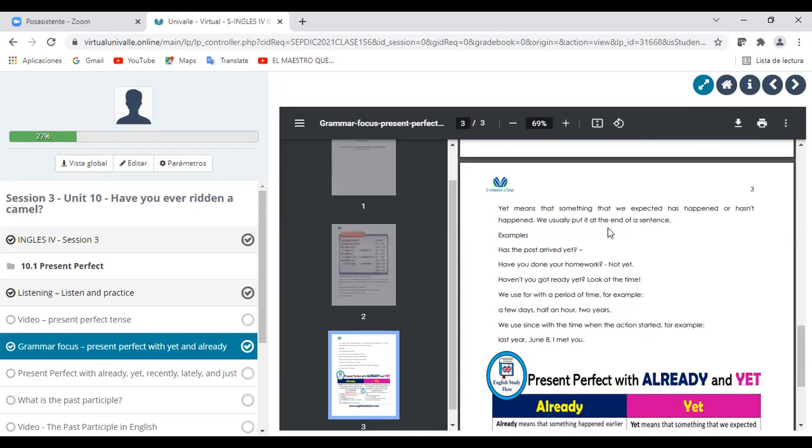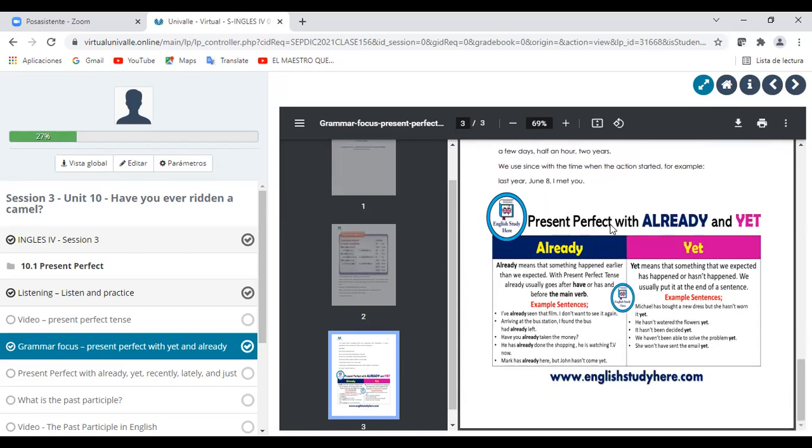Look at the time. We use for with a period of time, for example, a few days, half an hour, 2 years. We use since with the time when the action started. For example, last year, June 8, I met you.